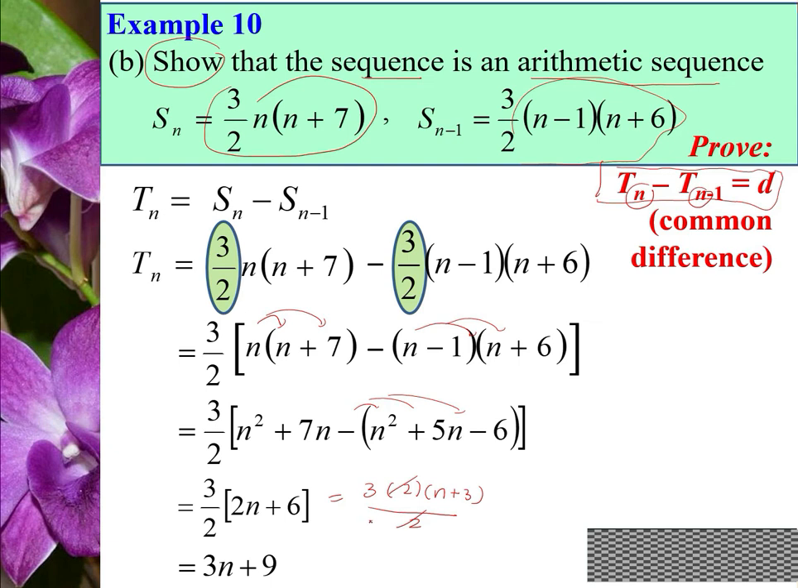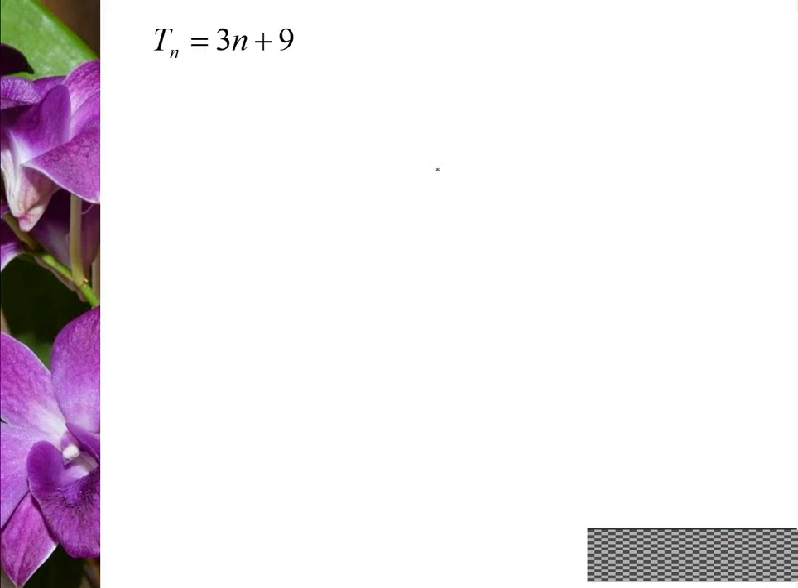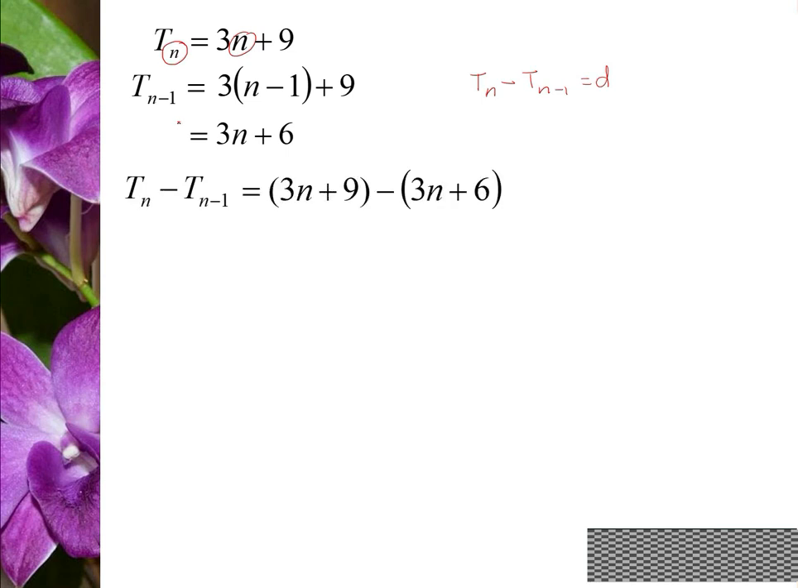But now we want to prove that it is an arithmetic sequence. So we also need to have the n minus 1 term. Applying the same concept, the n minus 1 term simply means changing this n to be n minus 1. Just simplify this and you get 3n plus 6. To prove that it's an arithmetic sequence, you need to use this formula, which is the difference of these two general terms is equal to the common difference. Once we have obtained the nth term and also the n minus 1 term, we just subtract both of these and then you simplify, you get the value of 3.